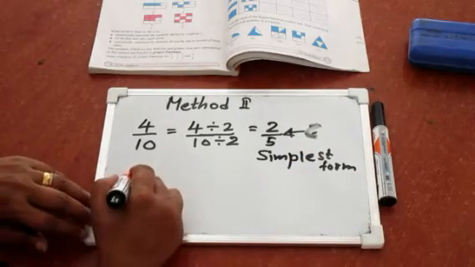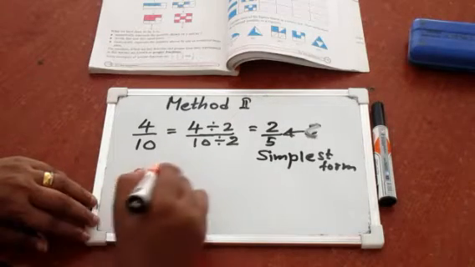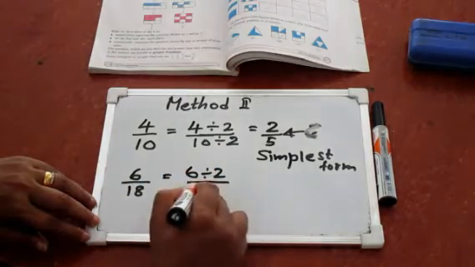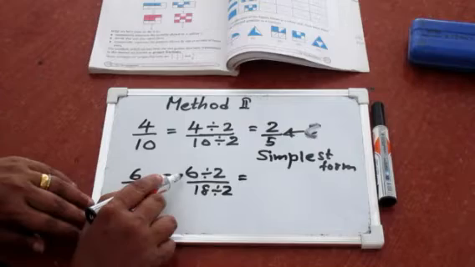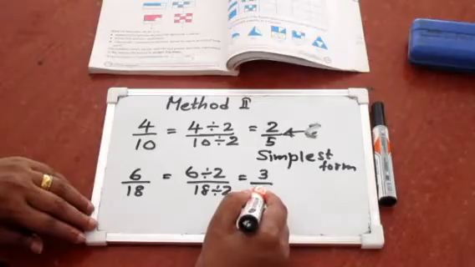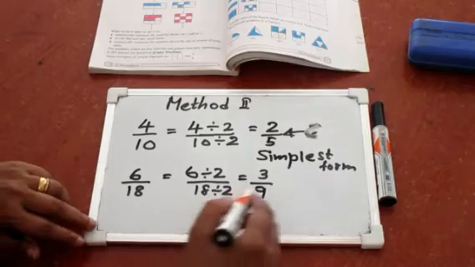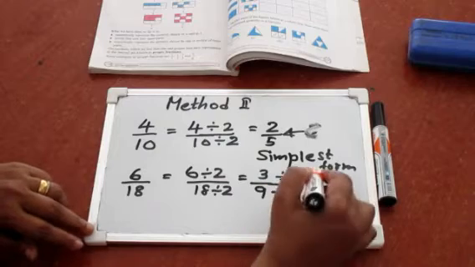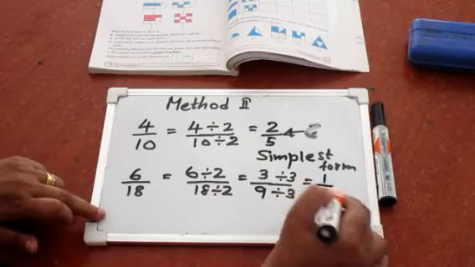Now see another example. 6 over 18. Then divide both numerator and denominator by 2. Then what is the numerator here? Numerator is 3. When we divide 18 by 2, the new denominator is 9. Now here again, 3 over 9, we can divide by 3. Both can divide by 3. Then we can take the simplest form of 6 over 18 as 1 over 3.